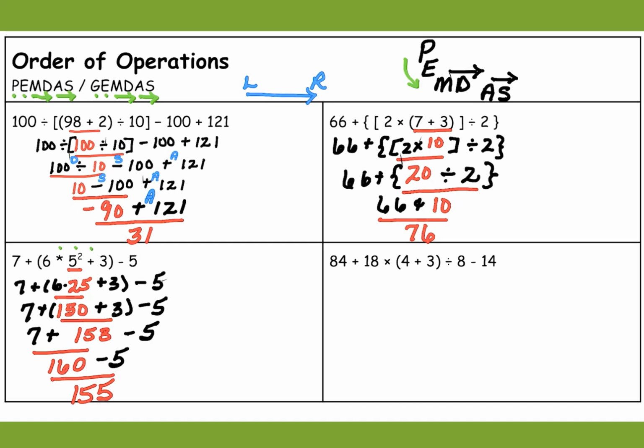In this last problem, we have a parentheses with 4 plus 3 inside. 4 plus 3 is 7. Then we bring everything else down. There are no exponents, so now we're at multiplication and division. And remember, we do these problems from left to right. The multiplication problem is on the left, so we do that first. 18 times 7 is 126. Now we remember to bring everything else down.